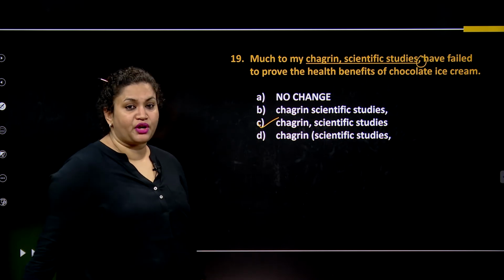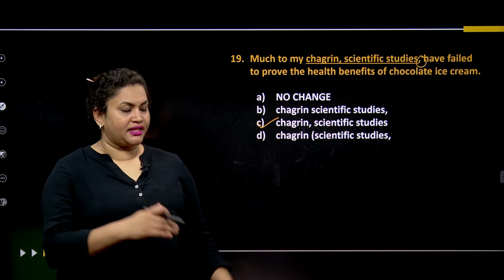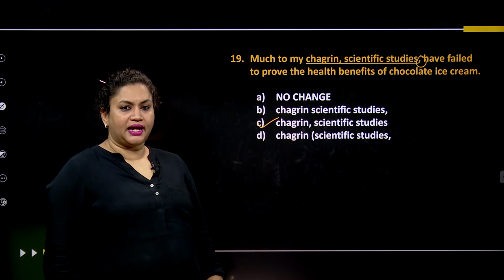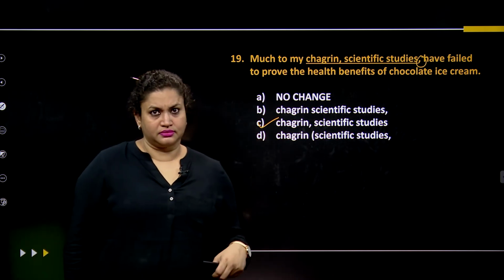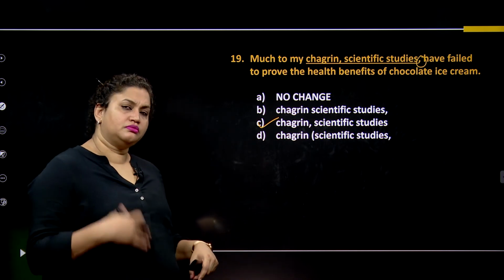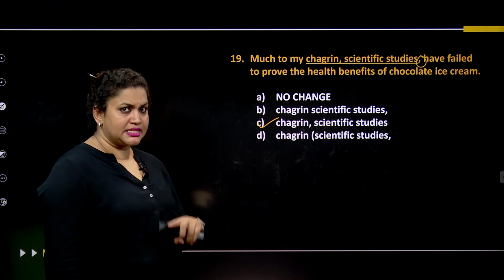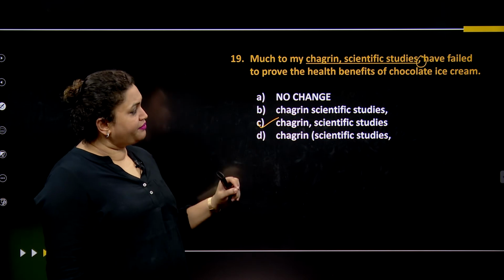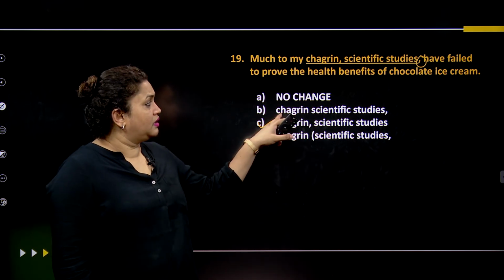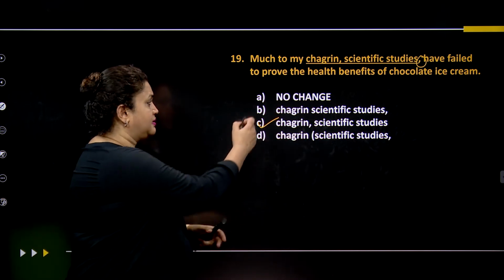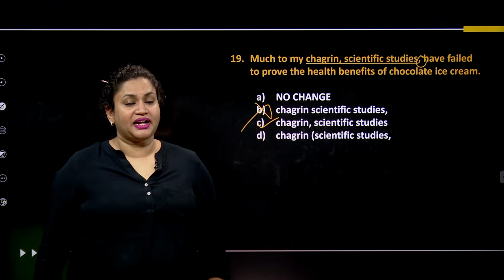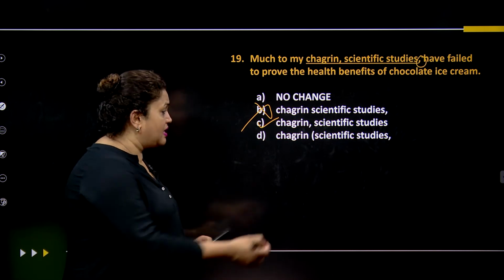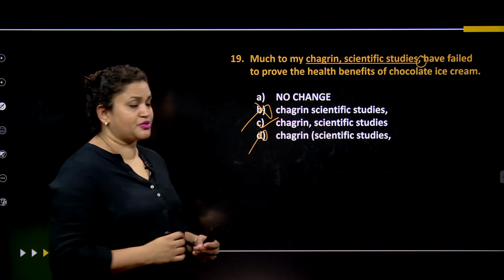Think of the others. If you are not able to concretely say that this is the right answer, look at the other options. Much to my chagrin, scientific studies. What is the subject? Scientific studies. Therefore, B is not the answer. The second one, the starting bracket is there, the ending bracket is not there. Therefore, this is not the right option.